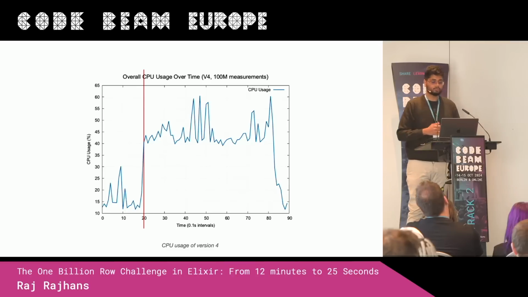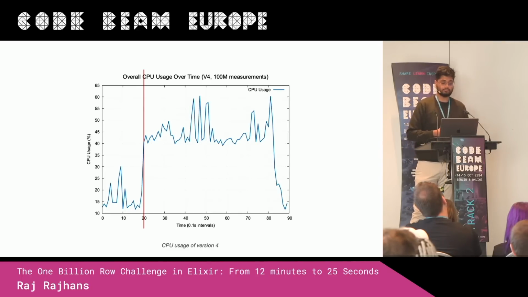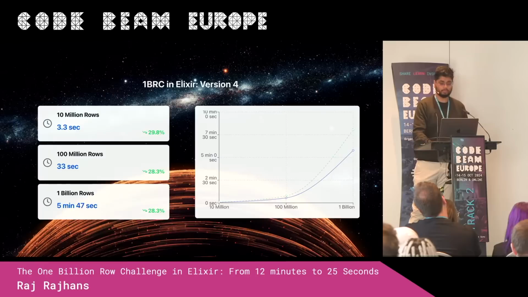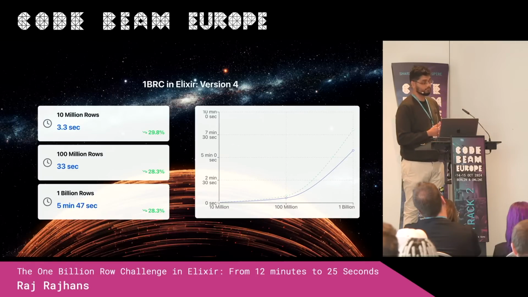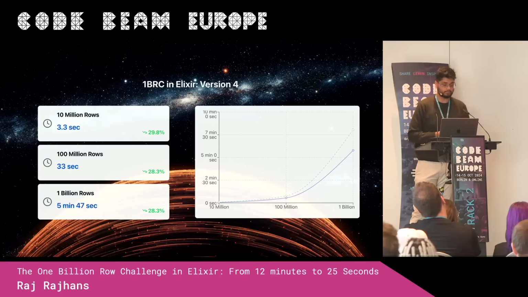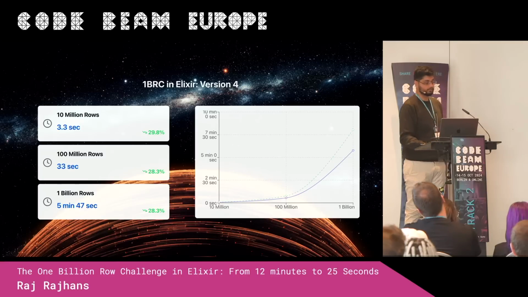Okay, so CPU usage wise, we are doing a bit better than before. Now the CPU is getting used even in the parsing step as well. Still a long way to go, but better than before. And performance wise, we are now at 3.3 seconds for 10 million rows, 33 seconds for 100 million rows, and 5 minutes for a billion rows.